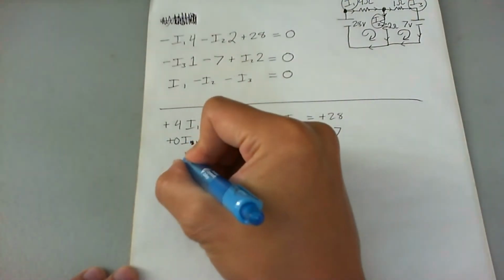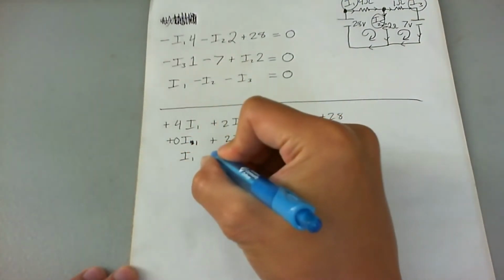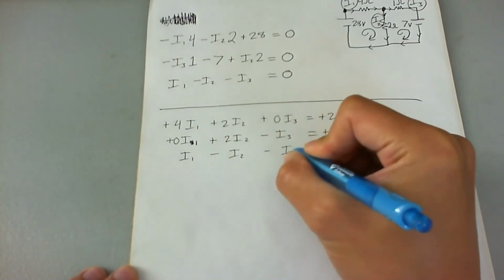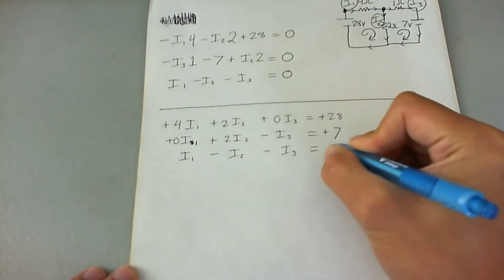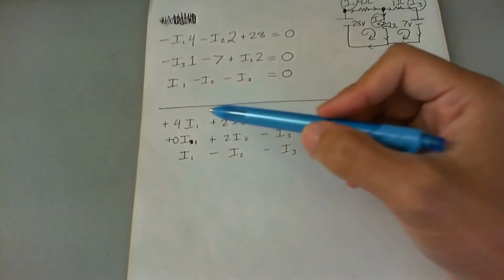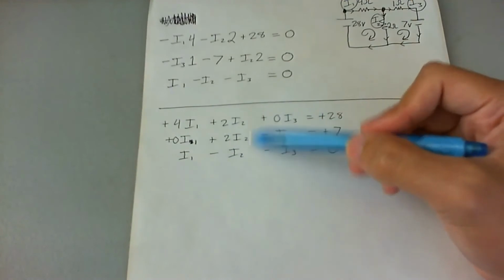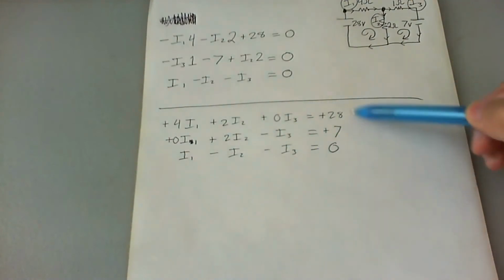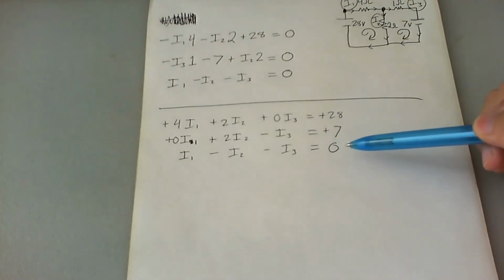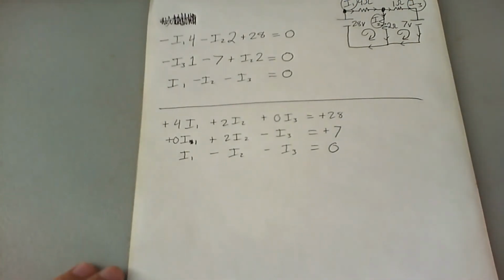And then the third one, it's pretty simple. I'm just going to copy this over. I1 minus I2 minus I3 is equal to 0. So now I have an equation that aligns the I1s, I2s, and I3s and the non-associated numbers of the equation. And what you can do is you could form a matrix out of that.